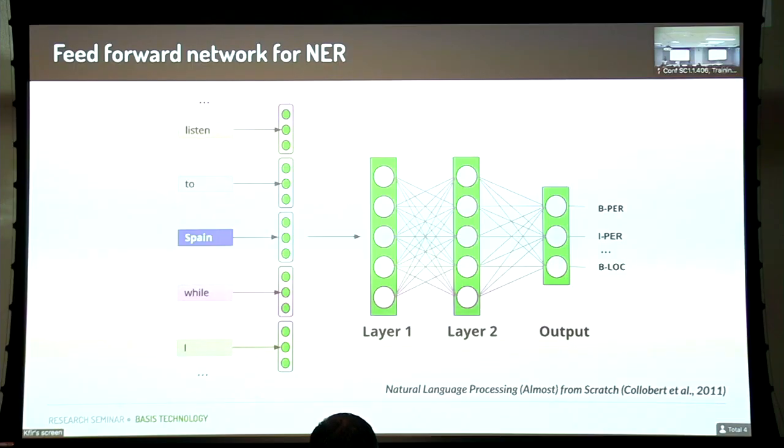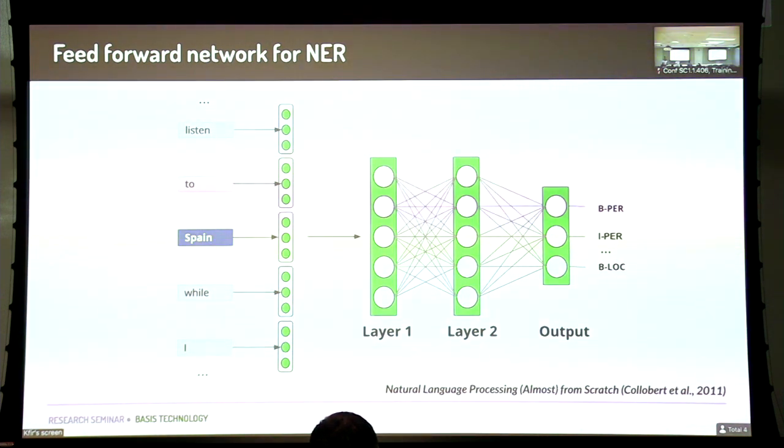Okay, I think we're ready to start talking about architectures for solving named entity recognition. So this is the first attempt, published in 2011, to do named entity recognition using a neural network.